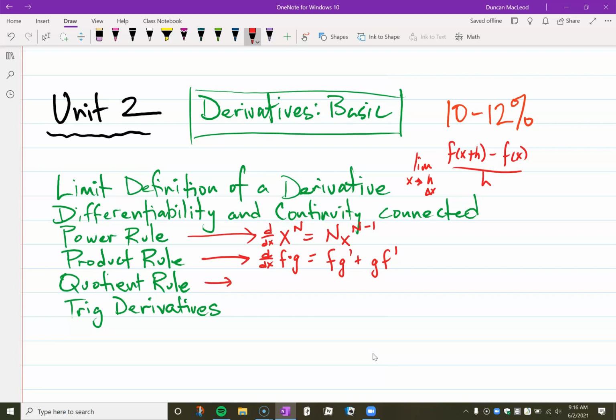Quotient rule is similar, except it's annoying because it is backwards. So f over g is going to be g f prime minus f g prime over g squared. If you guys remember the little song that went with that. Low d high minus high d low over low low.